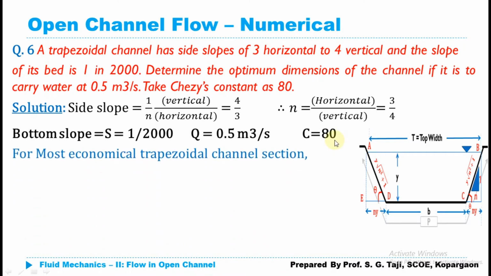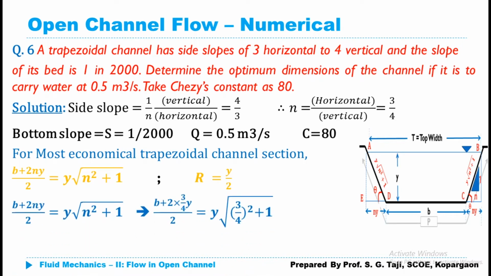Now, for the most economical channel section, or for the optimum dimensions of the trapezoidal channel section, we know the conditions. There are two conditions. The first condition is that half of the top width of the trapezoidal channel section should be equal to the length of one of the sloping sides. So (B plus 2ny) upon 2 is half of the top width, and that should be equal to the length of one of the sloping sides of the channel. And obviously R should be equal to half of the depth of flow.